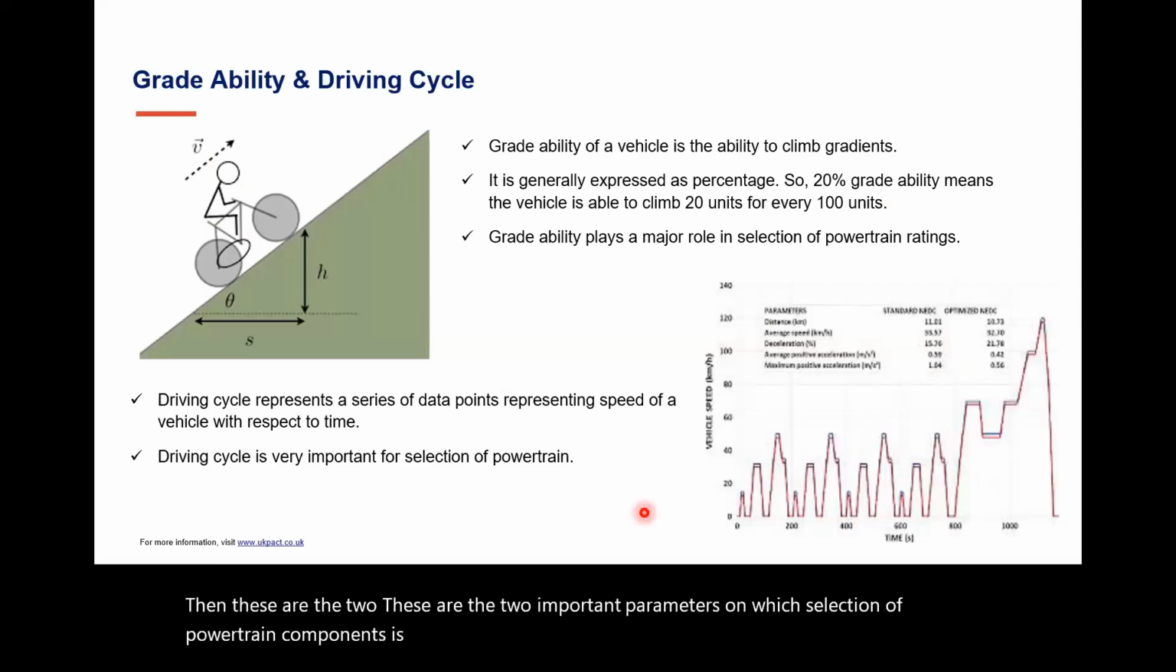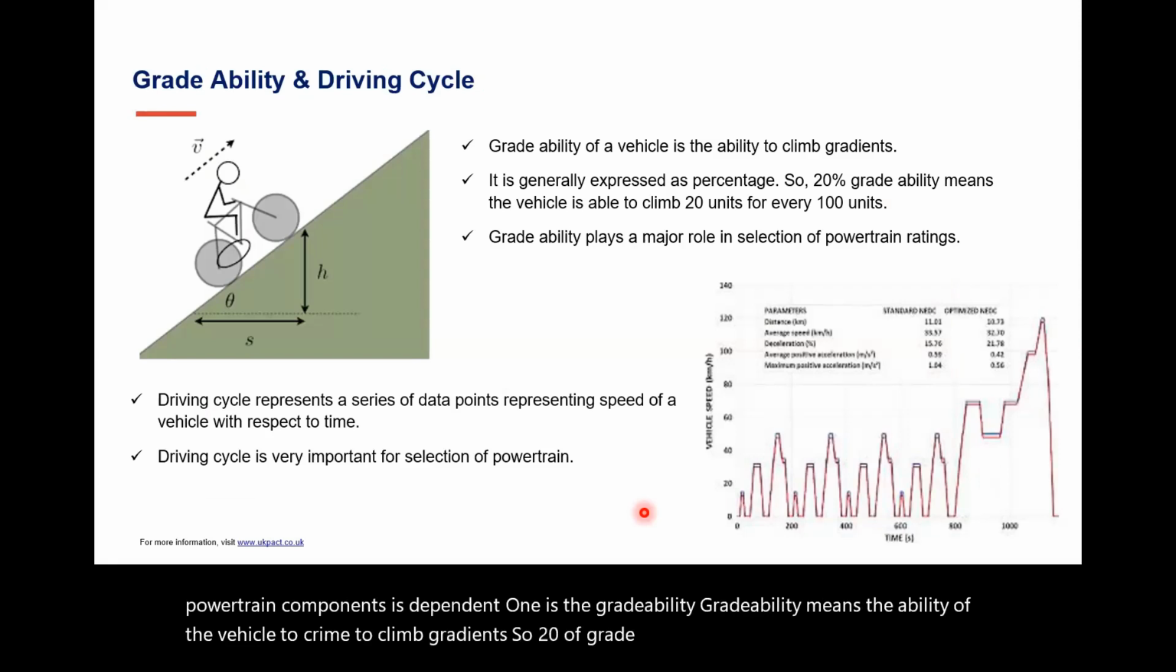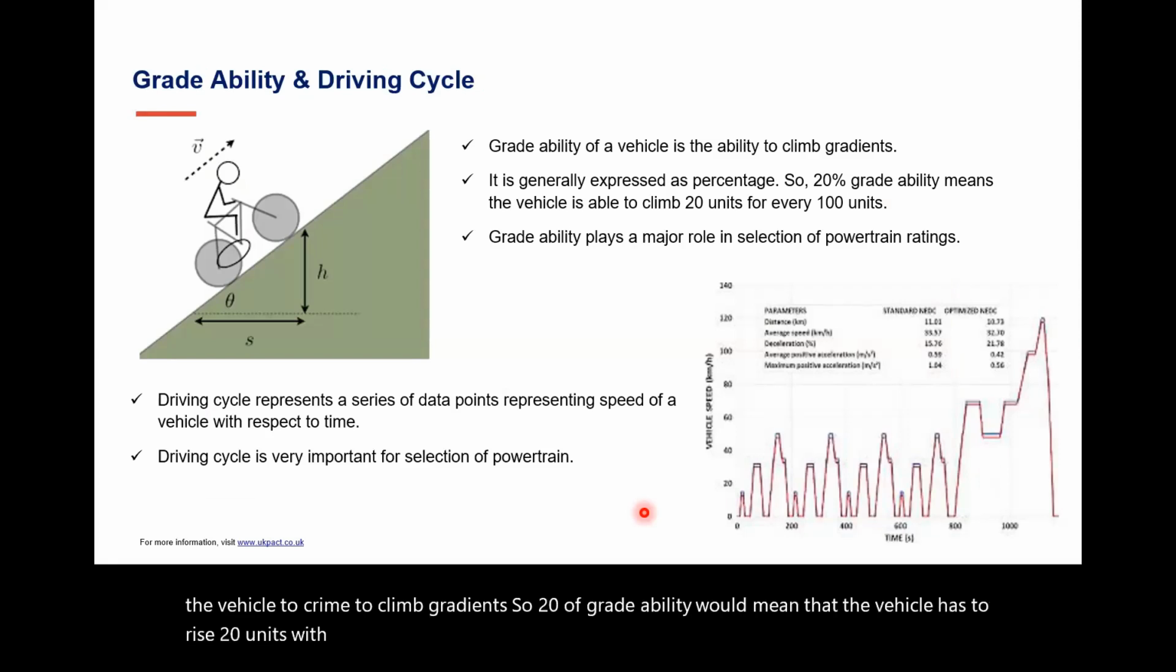One is the gradability. Gradability means the ability of the vehicle to climb gradients. So 20% gradability would mean that the vehicle has to rise 20 units with respect to 100 units, and this plays an important role in selection of the components.